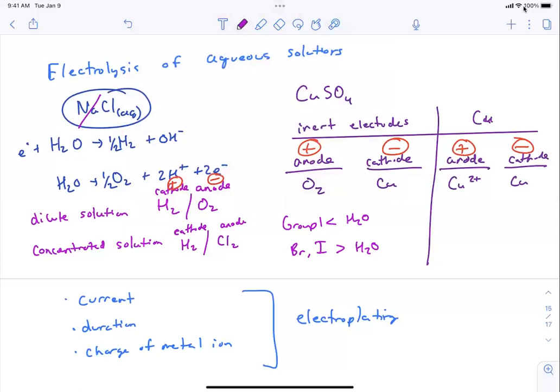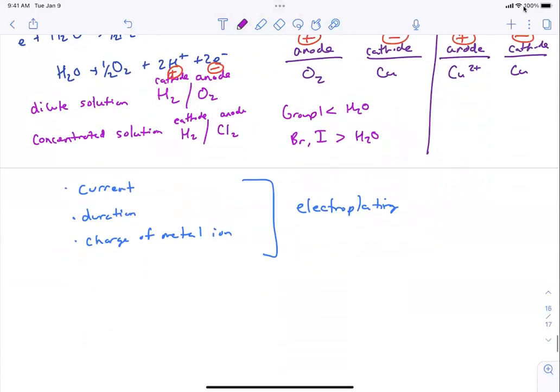Okay. And then we talk about CuSO4 as another solution where we make different products based on the type of electrodes we have. And last but not least, the three things that affect electroplating for higher level are current, duration, and charge of metal ion. Those are the three big things that affect how much you can electroplate. The higher the charge, the less you can make, because it requires more electrons per mole.